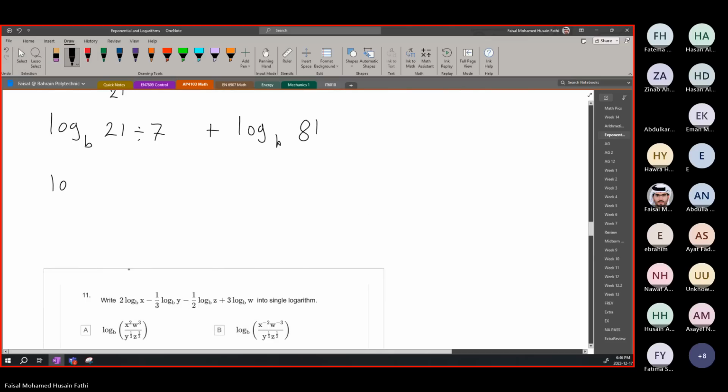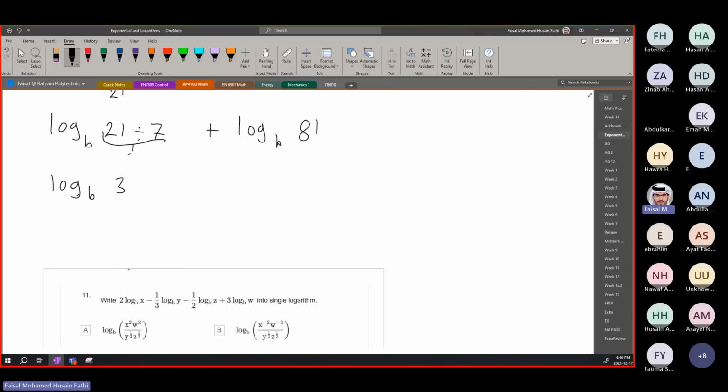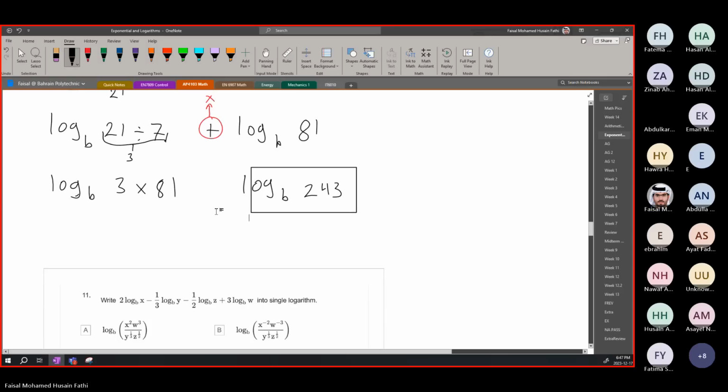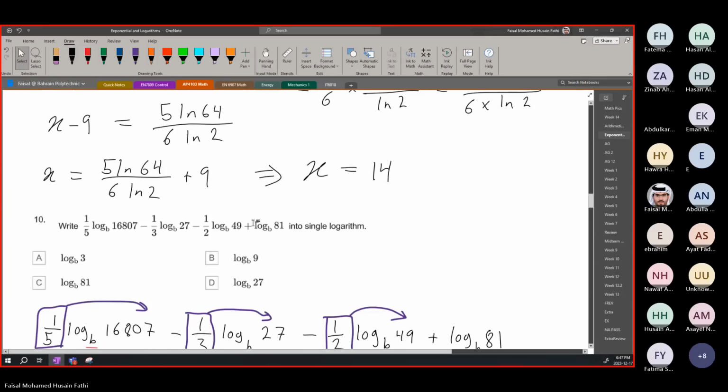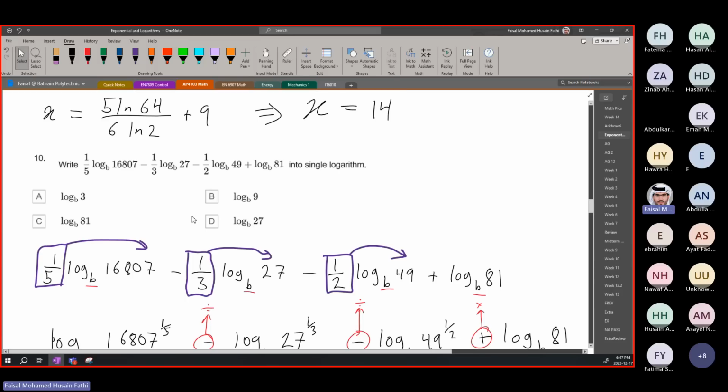21 divided by 7 is 3. So log B 3. And then again, we have addition, this becomes multiplication. So times 81. So it's going to be log B 81 times 3, which is 243. And this is our final answer. All right. But it's not here. I made a mistake somewhere.